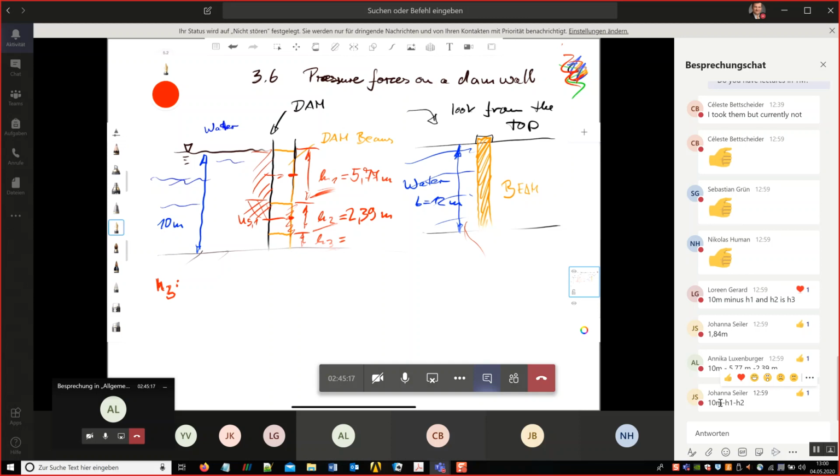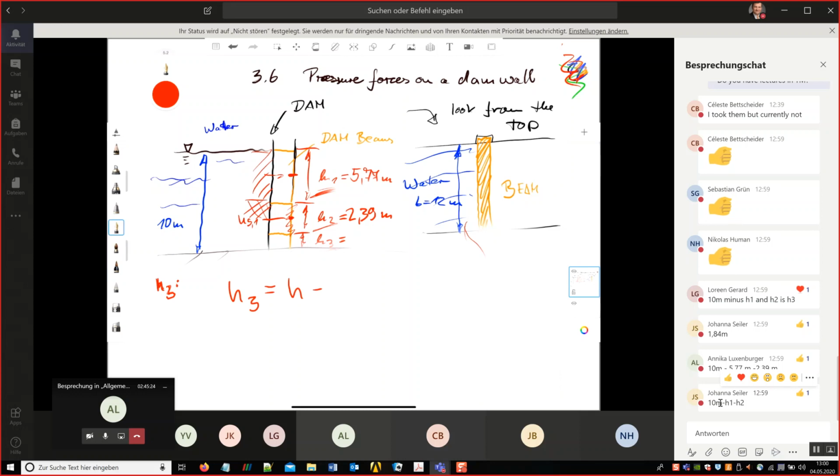That's not difficult anymore. H3 is H minus H1 minus H2. And we got 10 meters minus 5.77 minus 2.39, and we get 1.84 meters. Okay, so I think that's a good solution, a perfect solution. I think we're over, and I think the time is also over. I quit the video.